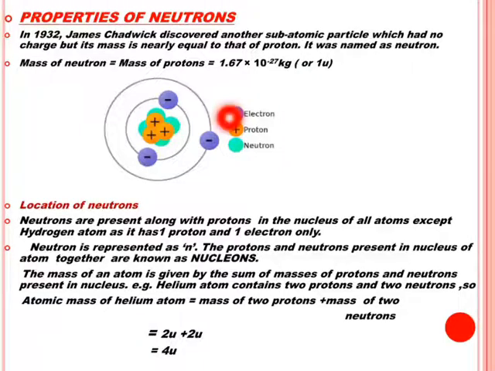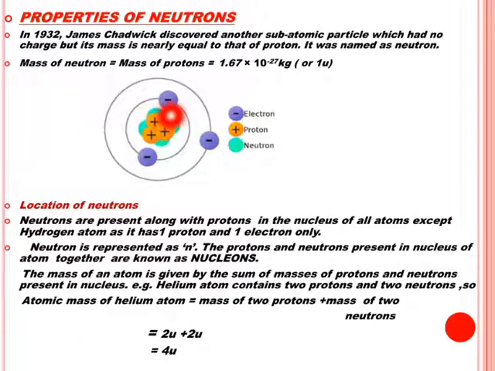Where are these neutrons present? Neutrons are present along with protons in the nucleus of all atoms except hydrogen atom, as hydrogen atom has 1 proton and 1 electron only. It does not have any neutron, but all other atoms have neutrons along with protons present in the nucleus of their atoms. Neutron is represented as letter small n.